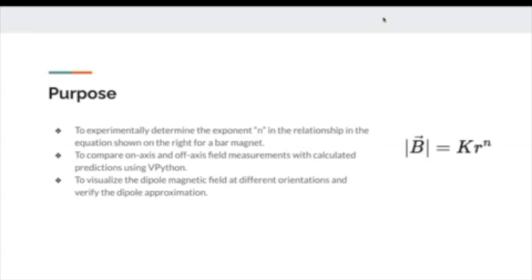The purpose of this lab experiment was to experimentally determine the exponent n in this relationship and the equation shown on the right for a bar magnet. It was also to compare on-axis and off-axis field measurements with calculated predictions using VPython, and to visualize the dipole magnetic field at different orientations and verify the dipole approximation.